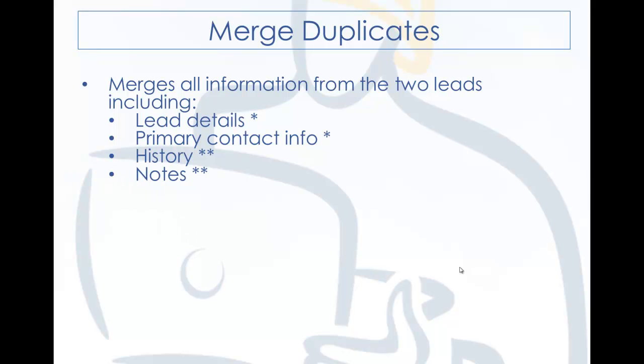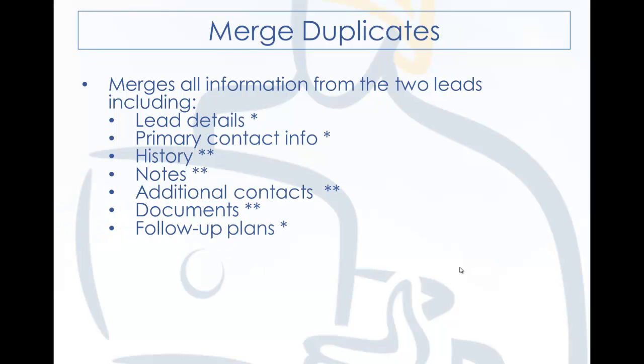It merges together all your notes. It merges together any additional contacts for the two leads, the spouse, family members, whatever, so that you have them all on the surviving lead. Any documents you have, merges them together, and then it allows you, with the one asterisk there, to pick the follow-up plan that you want to keep on the surviving lead. And then also decide which agent you want to bring forward to the new lead.